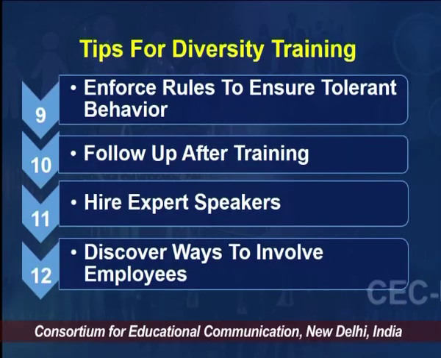Number 9 is enforce rules to ensure tolerant behavior. Number 10 is follow up after training. Number 11 is hire expert speakers. Number 12 is discover ways to involve employees. So, enforce rules to ensure tolerant behavior, right? We should have very strict rules to ensure that intolerant behavior is not accepted, and that tolerant behavior is practiced by others in the company.